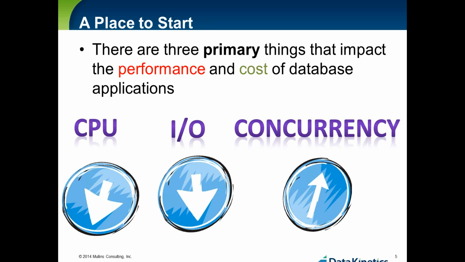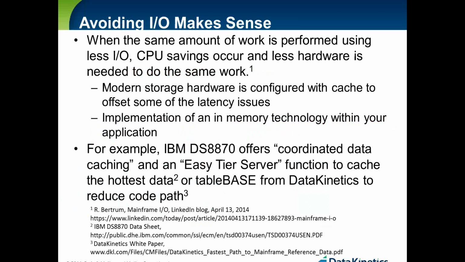We want to be reducing CPU usage, reducing I/O activity, and increasing concurrent activity. Any one of those three things, or those three things in combination, can help to improve performance. Today, the focus is going to be on I/O. So let's break down the I/O aspect of performance tuning in just a little bit more detail.